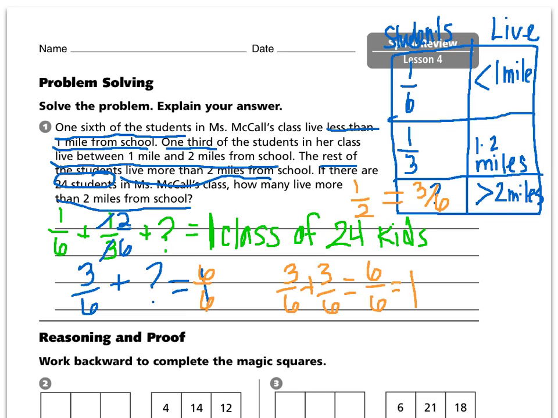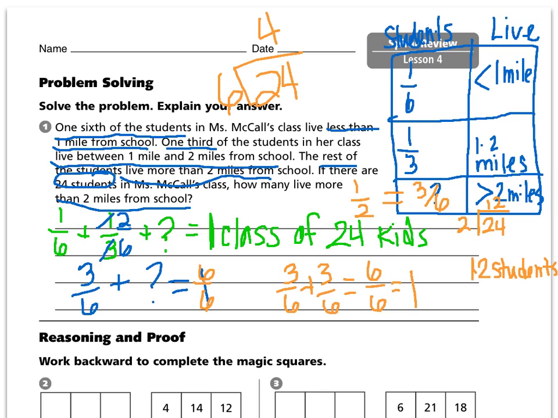Now there's 24 students in the whole class, so I know that half the class would be 12 students. I know that because I divided 24 by 2 and got 12. Now if I think about that, I could also think about how many times it would be for 1/3 and 1/6. I could divide 24 by the denominator of 6, and I know that would be 4.